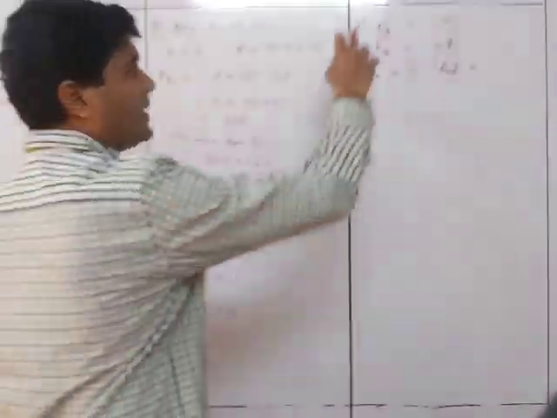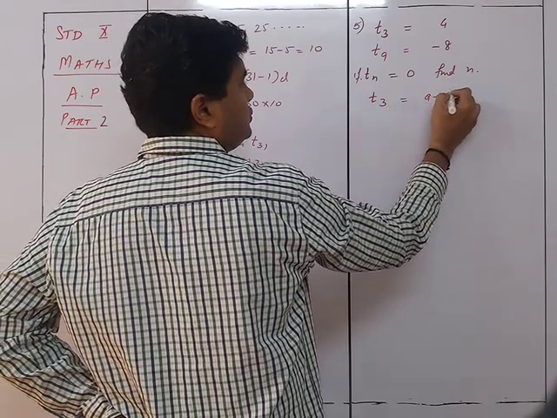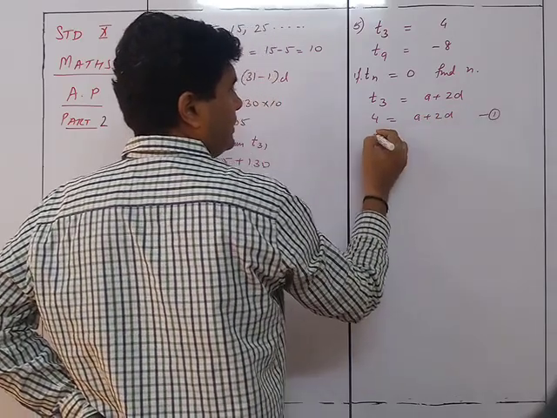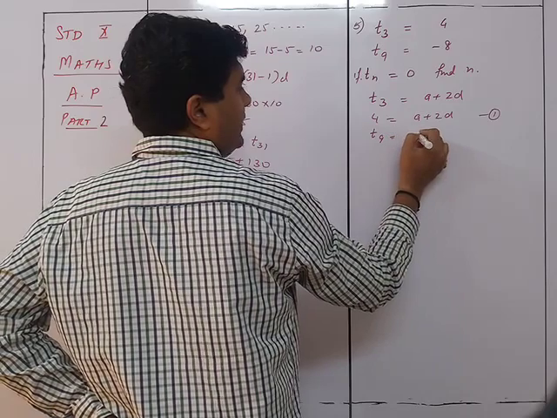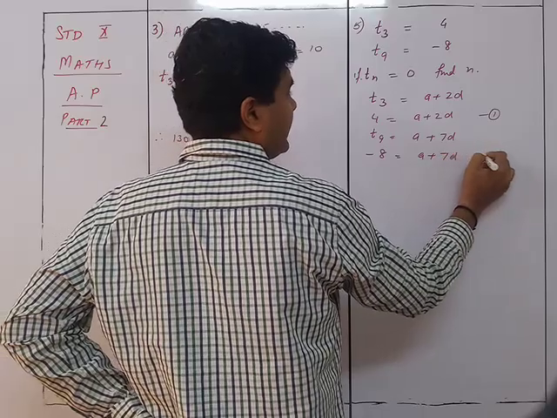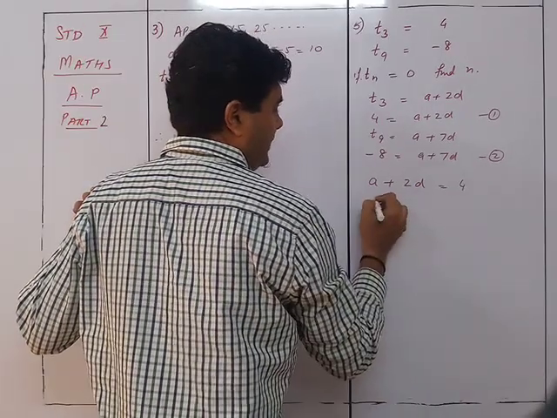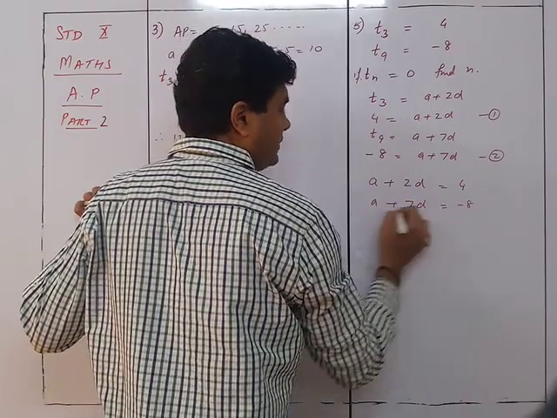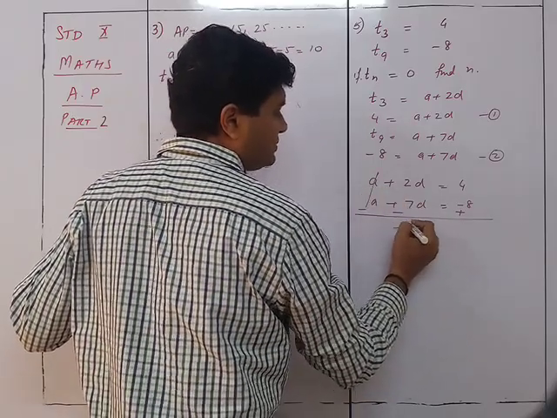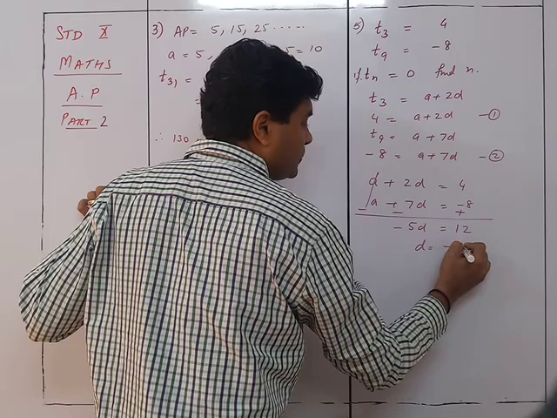So we have over here the first one as T3 is equal to A plus 2D. So 4 is equal to A plus 2D, first equation. T9 is equal to A plus 8D. So minus 8 is equal to A plus 8D, second equation. Solving them together, A plus 2D is equal to 4. A plus 8D is equal to minus 8. We subtract, so A cancels. This is minus 6D is equal to 12. D is equal to minus 12 upon 5.